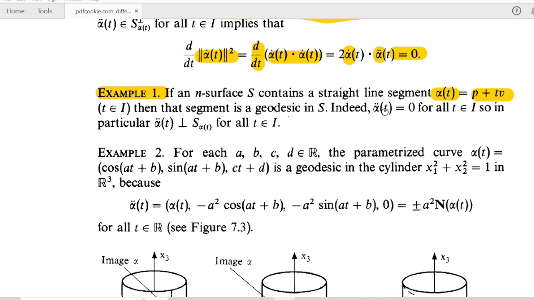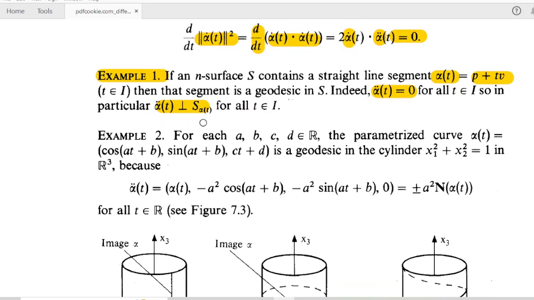Then let us look at this. If you are taking the acceleration of this curve, we know alpha dot of t, the value is vector v. Taking alpha double dot of t, we know the vector will be 0, the derivative with respect to t of v will be 0. So we are getting that alpha double dot of t is equal to 0. Now if you are thinking about the 0 vector, it is always perpendicular to the curve. 0 vector is perpendicular to the curve. So we can say that alpha double dot of t is perpendicular to S of alpha of t. The 0 vector is always considered perpendicular to everything.